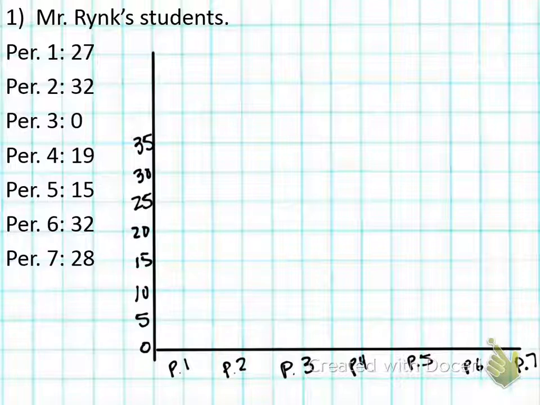So period 1, let's focus on period 1. I'm just going to make a box for them, and I'm literally going to draw a box. So period 1, 27. I'm going to start from the bottom and go up to 27, which is a little bit higher than 25, right? Can y'all see that? Is that thick enough? Or let me make it a little bit bigger. Try that again. So a little bit higher than 25 is 27, so it's about there.